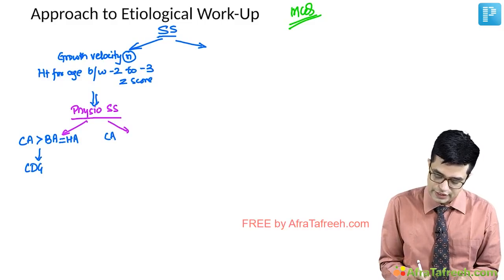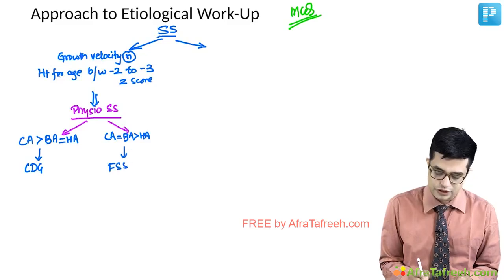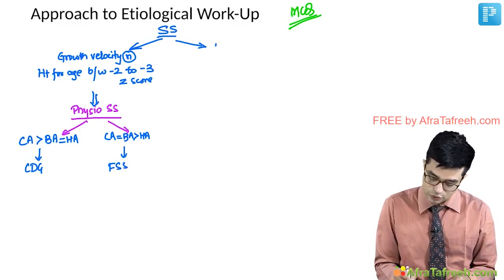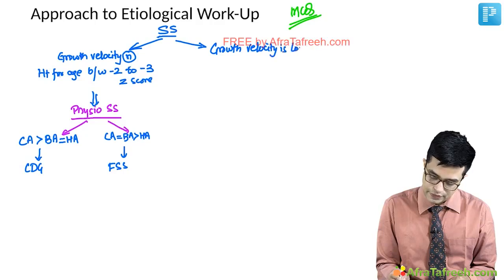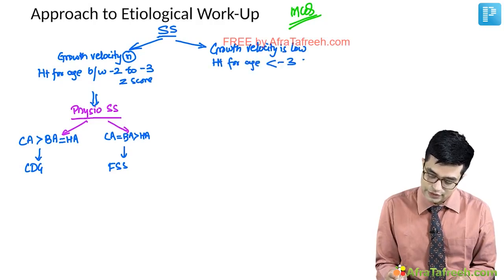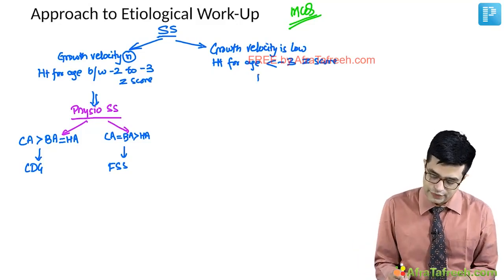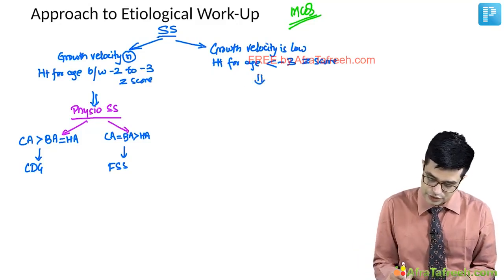In case chronological age is equal to bone age, and both of them are ahead of height age, you will think of familial short stature, right? In case the growth velocity is low, and the height for age is less than minus 3 Z score, severe form, the so-called dwarfism, then you will think of pathological short stature.